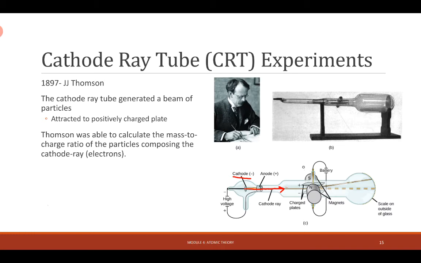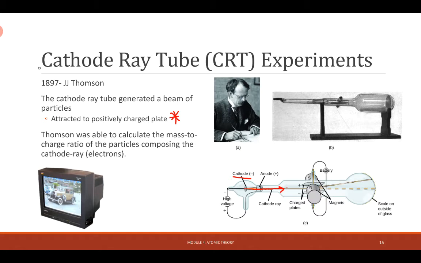By applying this electric field, and since he knew which terminal was positively charged, he knew that this cathode ray was attracted to the positively charged plate. Through some careful calculations about what angle it deflected with the strength of the electric field, he was able to calculate the mass to charge ratio of the particles composing the cathode ray. We now know that those particles that make up the cathode ray are electrons. He didn't call them electrons, but we call them electrons.